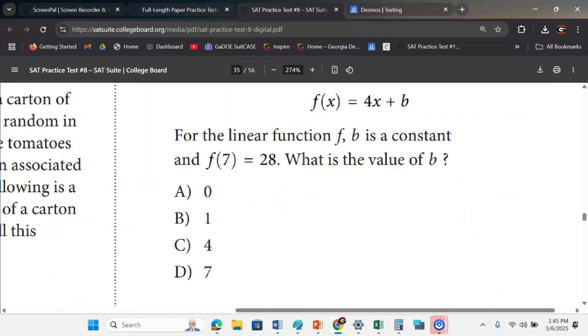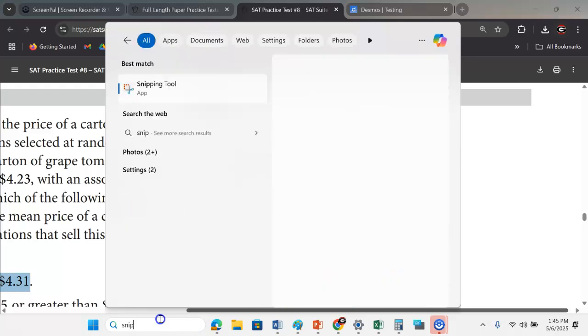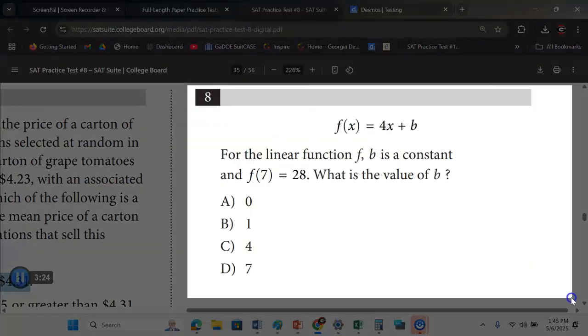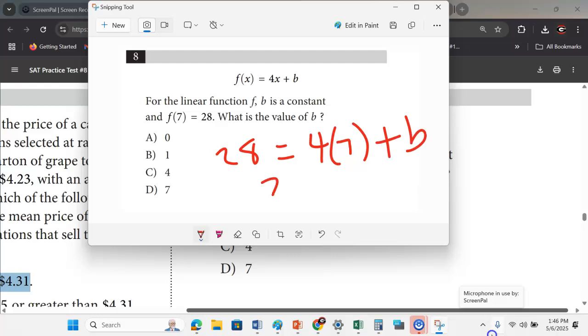Number eight, now function notation. They like function notation. For the linear function f, b is a constant, and f of 7 equals 28. What is the value of b? So I'm going to write this one out just to show you. Let me get my snip going here. It's the only way I know to write. So snip. I'm going to take the snip here. So f of 7 is 28. Okay, so if f of 7 is 28, that means I put 28 where f of x is, and you put 7 where x is. Okay, so I get this equation. So 28 equals 28 plus b, so you can see the answer here is going to be 0 for that one.